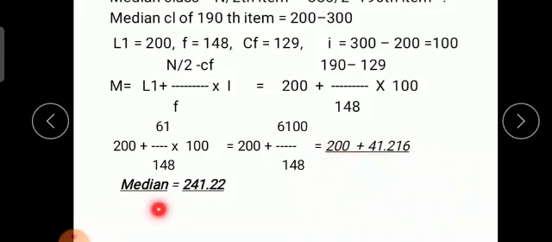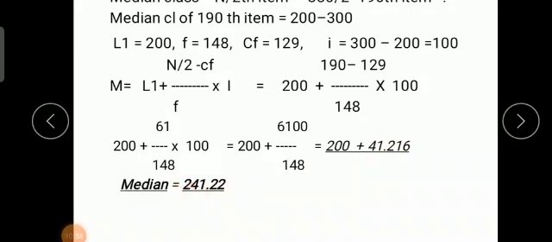So 200 plus 41.216, the median is how much? 241.22. You have reduced it to 2 decimal points only. The digit 6 is more than 5, so you can cut it and add it to the second decimal point, so 0.21 becomes 0.22. So the median is 241.22.